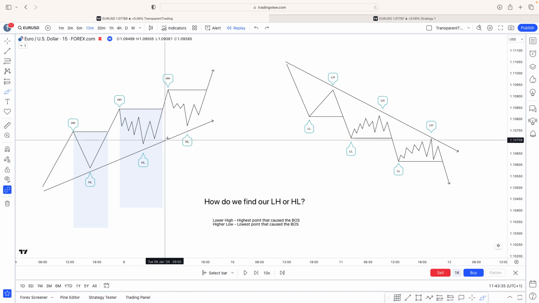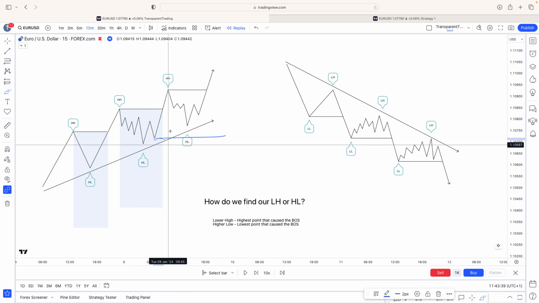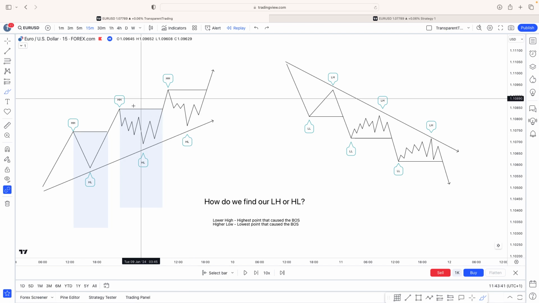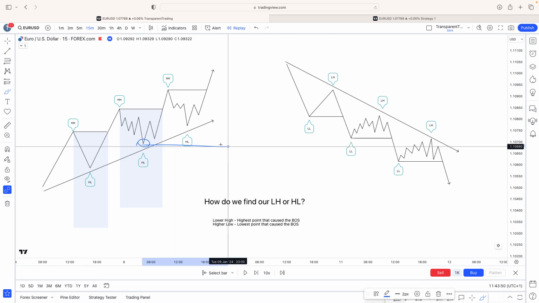So where is that going to be? Some people may map it here, and that is incorrect, okay? It's not the lowest point within this rectangle. If we look in our rectangle and look for the lowest point at which price traded, it's going to be this point here, okay? And then we can just pull that across, and that is our higher low.